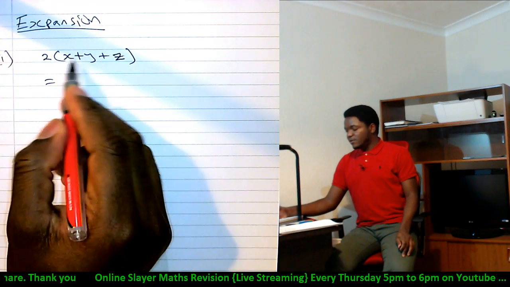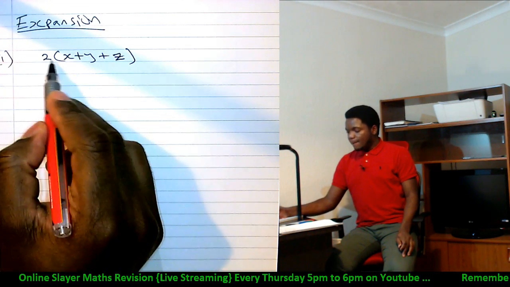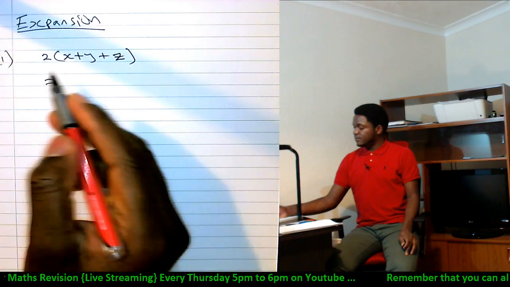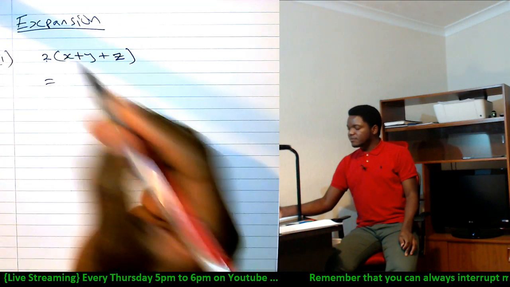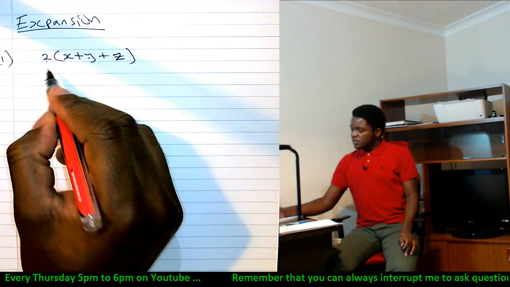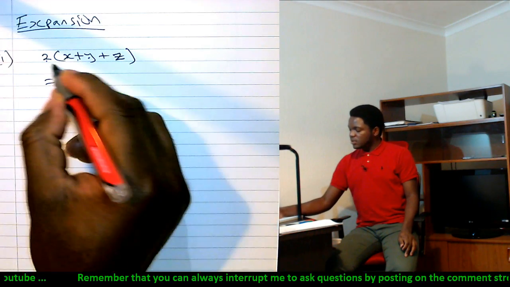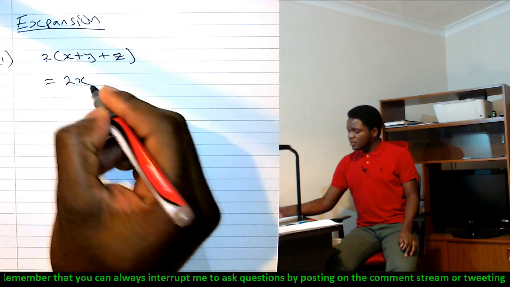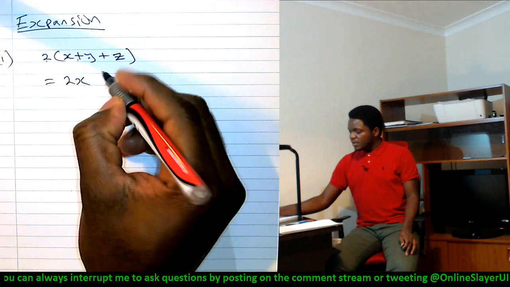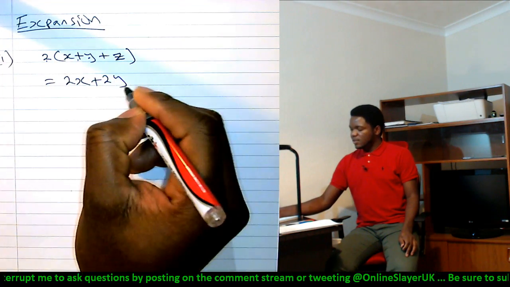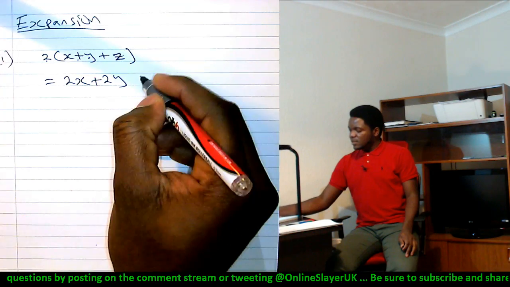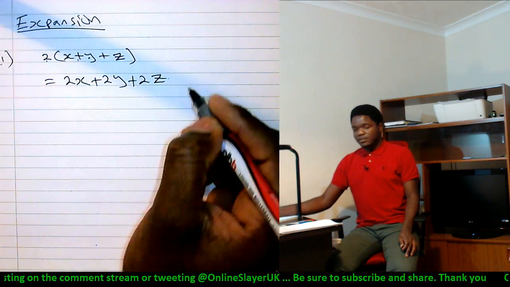Multiply everything inside the bracket by the coefficient of the bracket. So it's going to be 2 times x, 2 times y, 2 times z. And take note of the signs in front of them. So 2 times x is 2x, 2 times plus y is plus 2y, 2 times plus z is plus 2z.